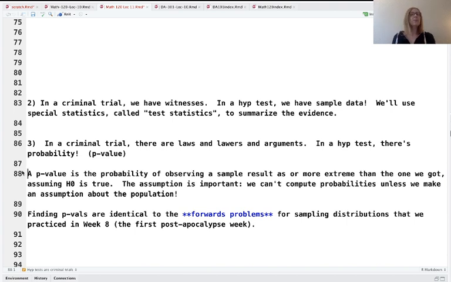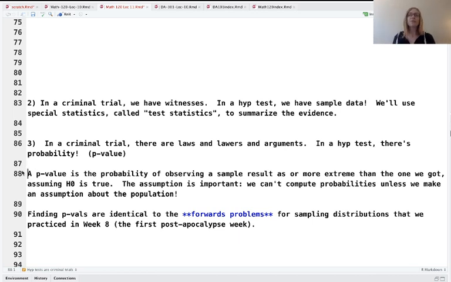P-values are the probability of getting a sample result like the one that we saw. What's the probability of having a test statistic like the one we got? Assuming that the null hypothesis is true. That's a really important assumption because we can't compute these probabilities unless we know something about the population. So we have to be clear about what underlying assumption we're making.